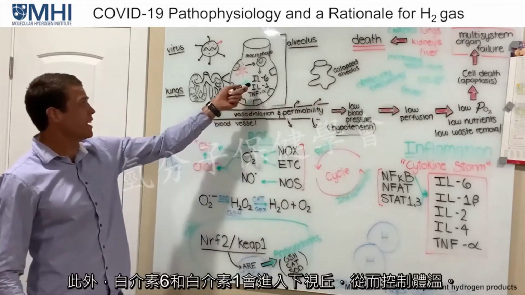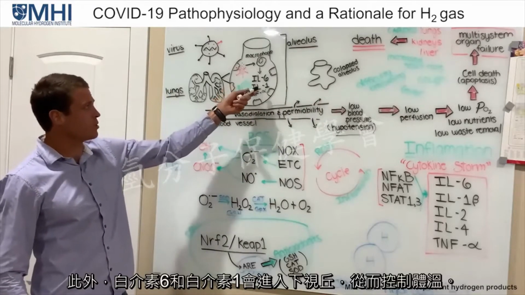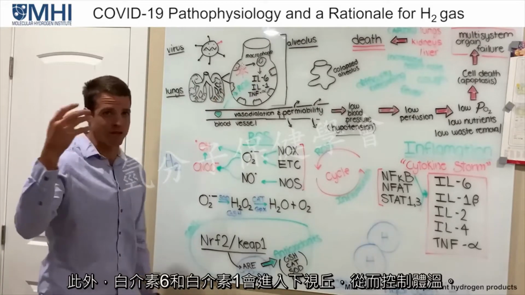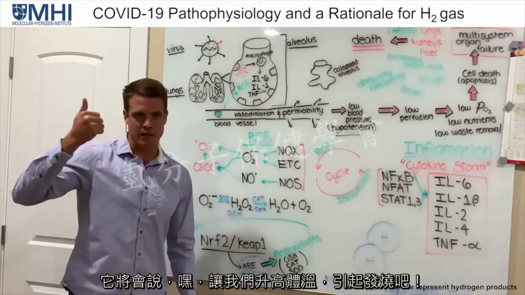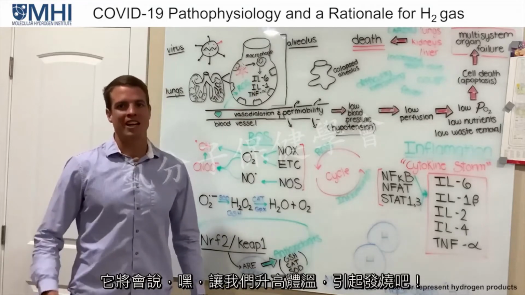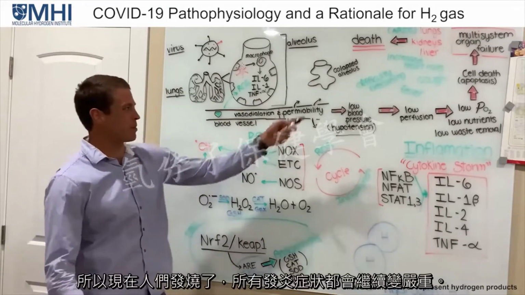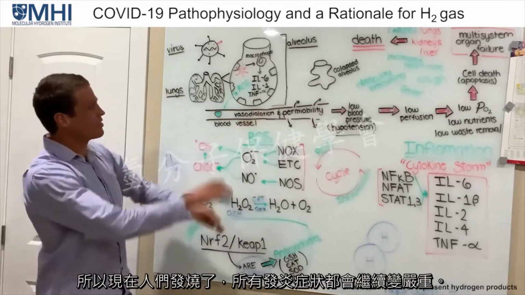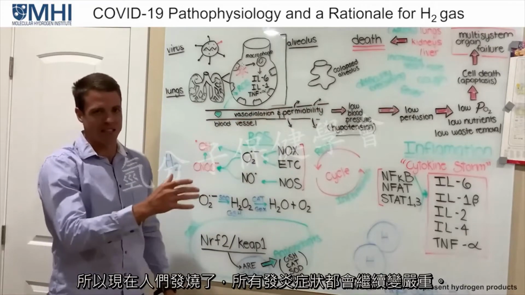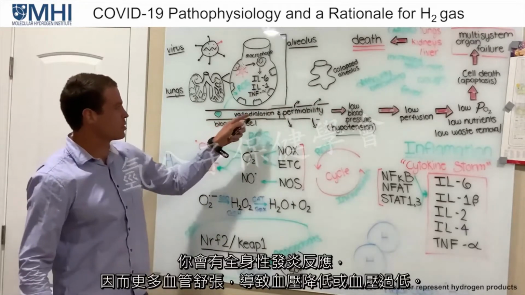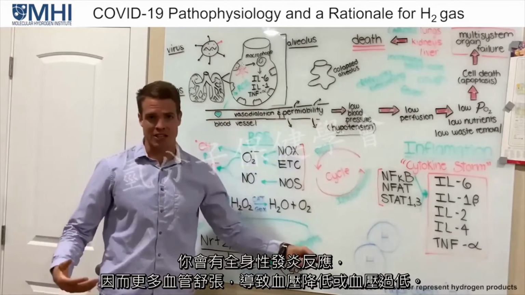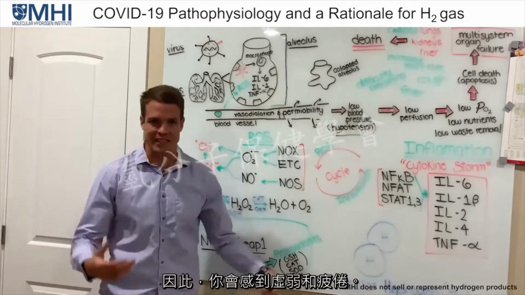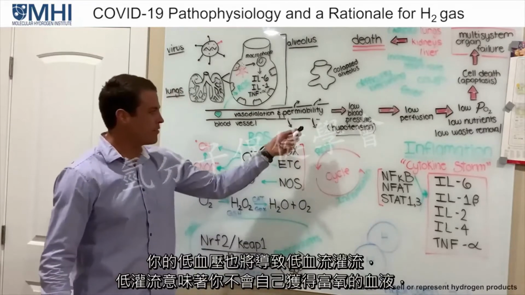Plus, with interleukin 6 and interleukin 1, these are going to go to the hypothalamus, which controls the body temperature. It's going to say, hey, let's increase the body temperature. That's going to cause a fever, so now people are going to have a fever. All this is going to continue getting more and more inflammation. You get this systemic inflammation, so more vasodilation, and that's going to cause lower blood pressure, hypotension. So you're just going to feel weak and fatigued and everything, right? So you have this hypotension.